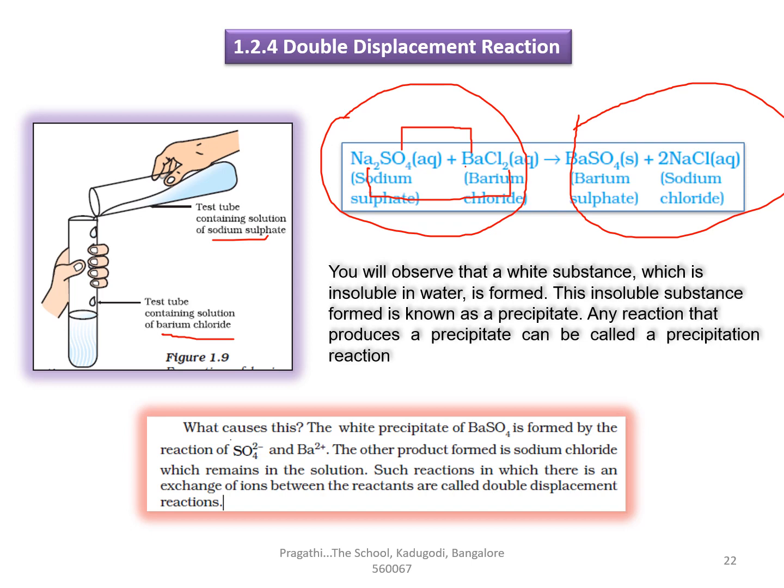So what is sodium chloride? Have you heard of sodium chloride? It is nothing but salt, cooking salt. Okay, you can taste it. So salt can be produced in this form also. Hope you are clear.